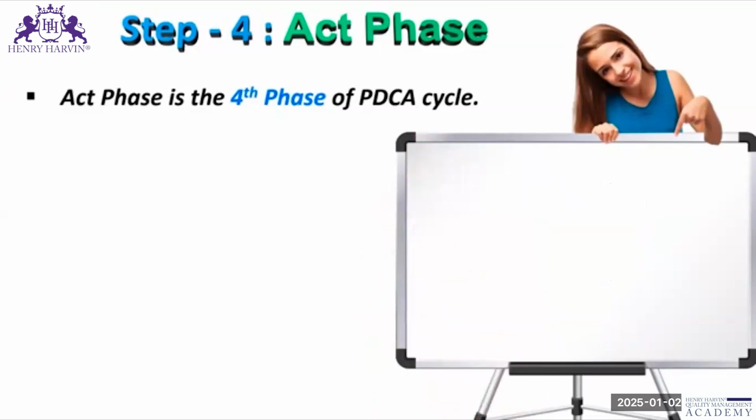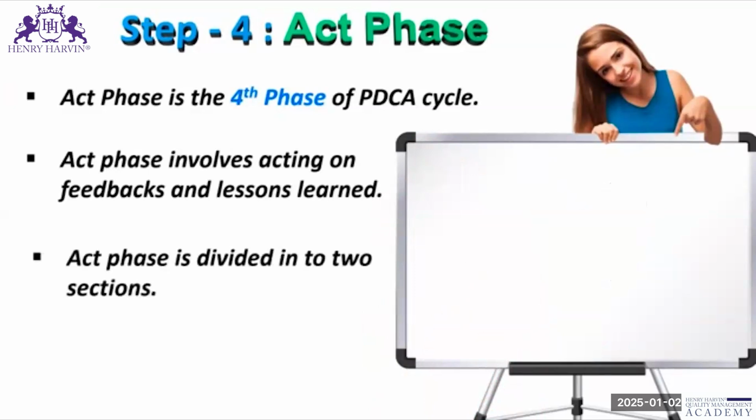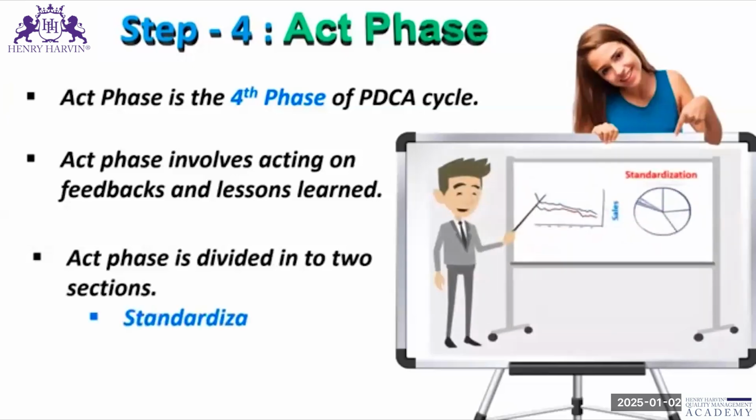Act phase involves acting on the feedback and the lessons that we have learned. It also is concerned with the standardization, documenting, and sustaining of the improved process. This phase is divided into two sections. One is the standardization. Here, the things that went right in the plan of action are standardized so that the problems do not repeat again.